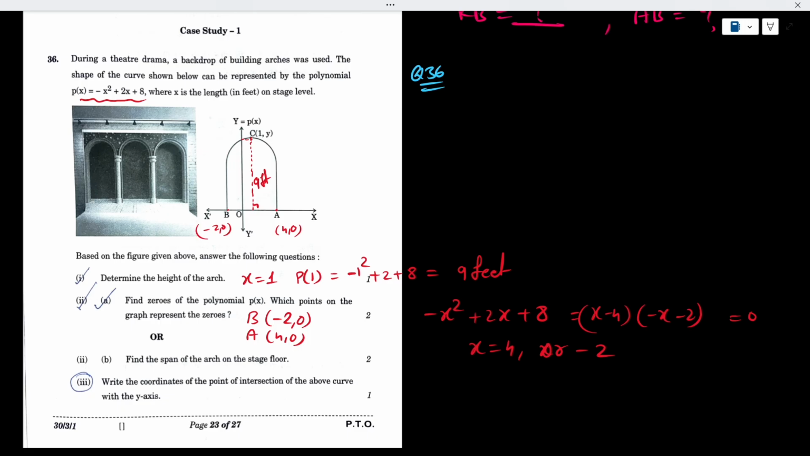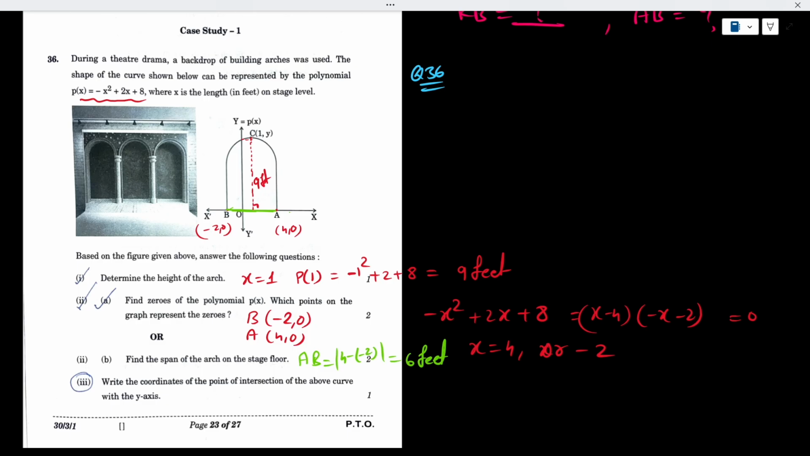Next, what is the span of the arc on the stage floor? So here also you need to find the span of the width. You need to find the AB width. Because it is on the x-axis, I can directly take the mod value, or you can use the distance formula also. This is the absolute value because the distance will not take a negative value. From here to here, the distance is 6 feet, or if you use the distance formula also, you will get the same answer.